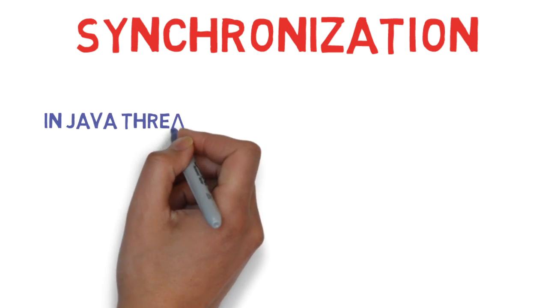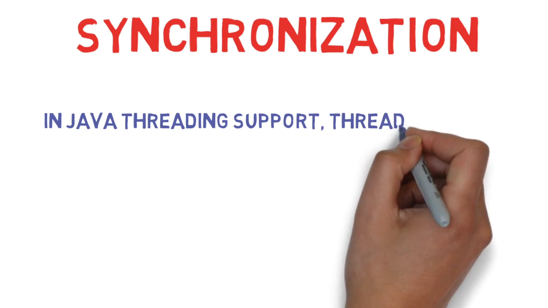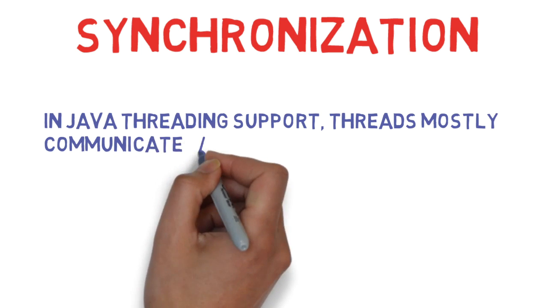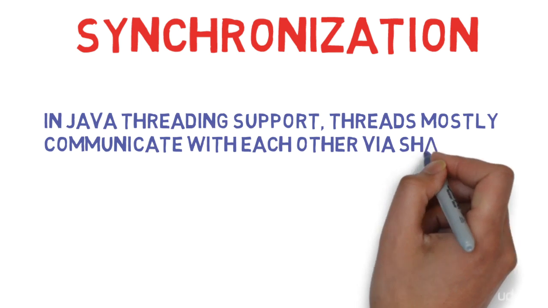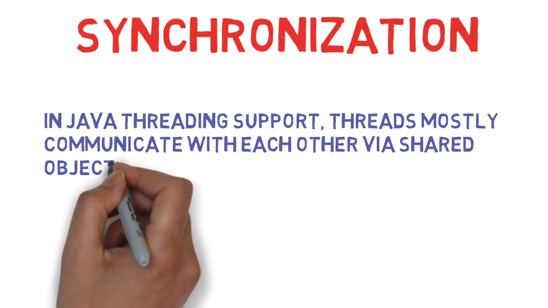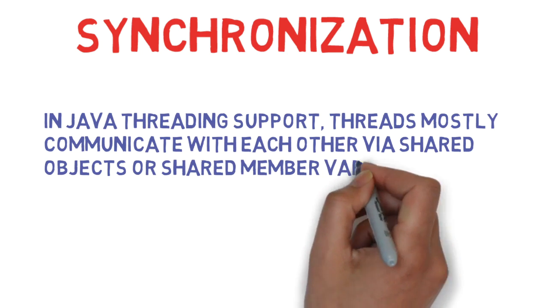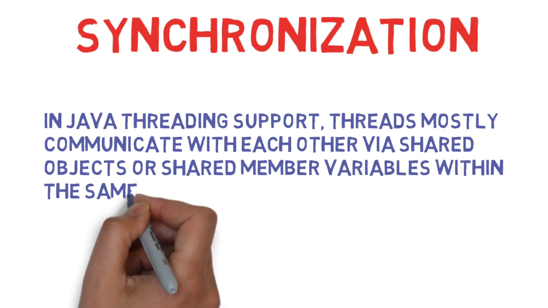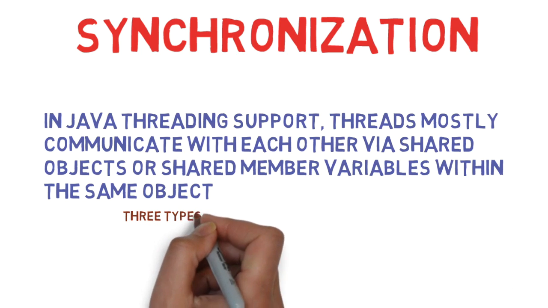Let's talk about synchronization and the issues that can crop up while using multiple threads in Java. If you think about old school threading support in Java, the threads normally communicated with each other via shared objects or shared member variables within the same object. That was a very standard way of threads communicating. They had the same memory space, so they'd access the same memory space in order to pass messages to each other or pass results to one another.